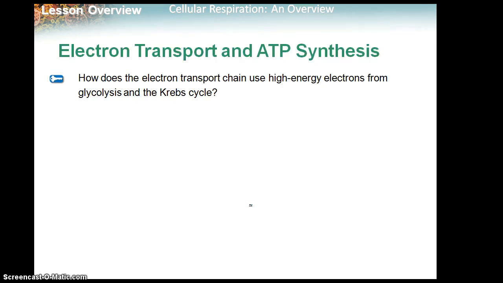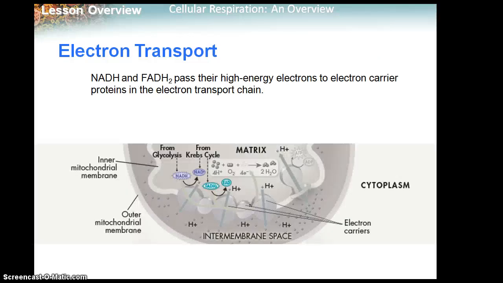So let's look to see how we use those high energy electrons from the high energy electron carriers in the electron transport chain to make all of this extra energy. So we've done the Krebs cycle in the matrix of the mitochondria. We're going to take those NADHs and FADH2s that we made there, and they're going to donate their electrons to the electron transport chain.